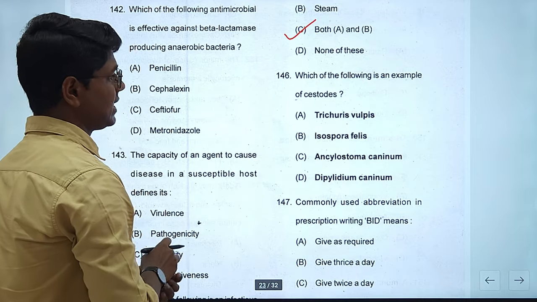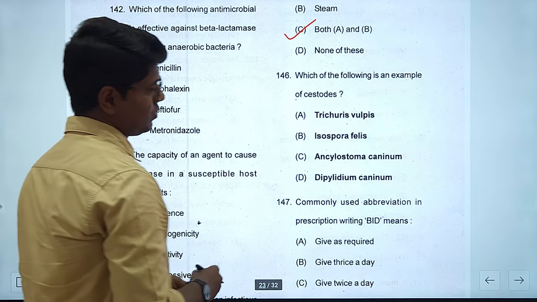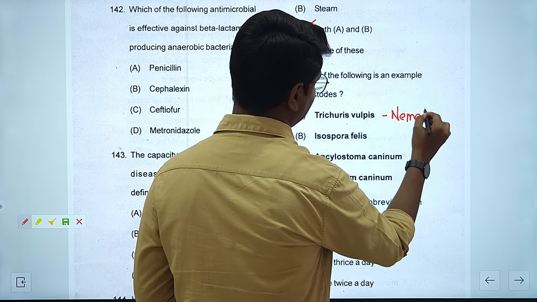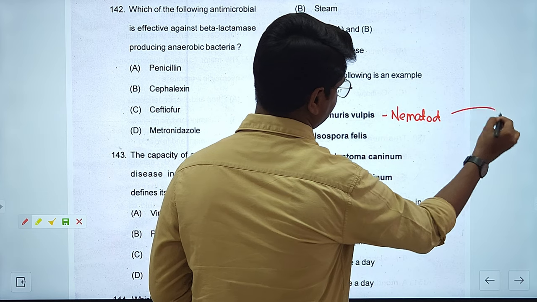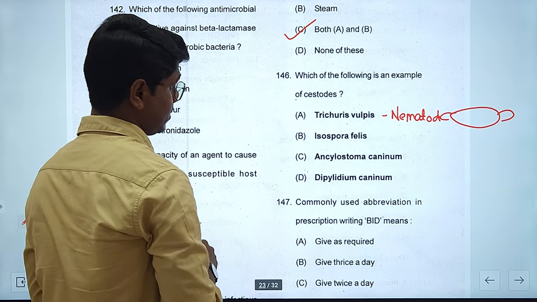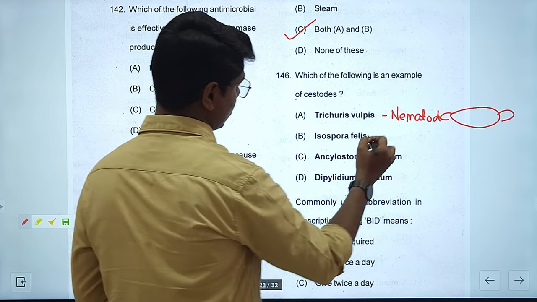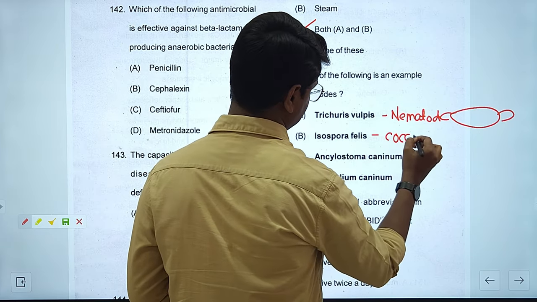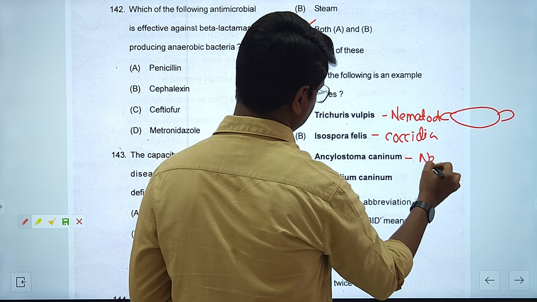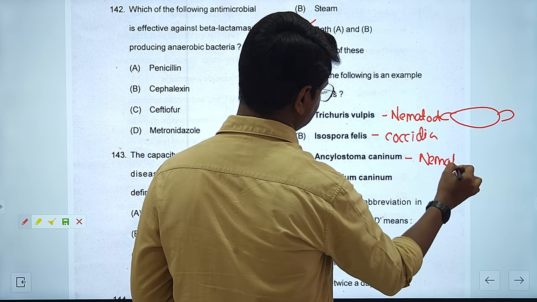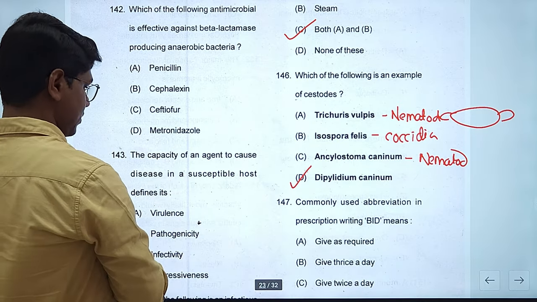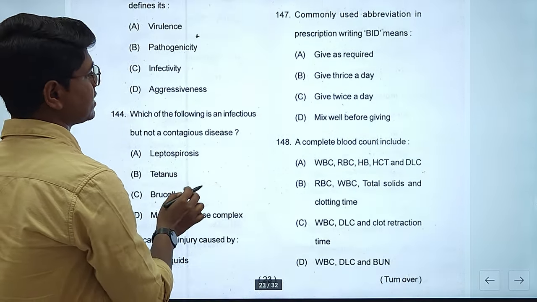Which of the following is an example of cestode? Trichuris vulpis is a nematode. Nematodes have a characteristic egg, you know that, having two plugs. Isospora is coccidia. Ancylostoma caninum is also a nematode. So the answer is Dipylidium caninum.